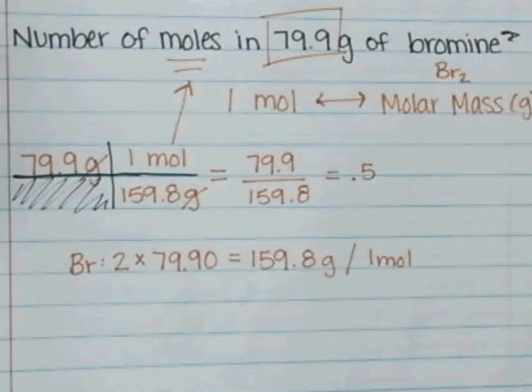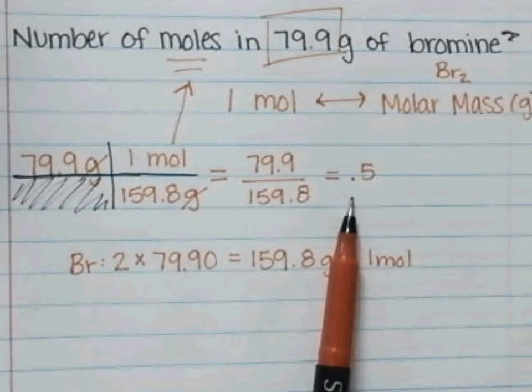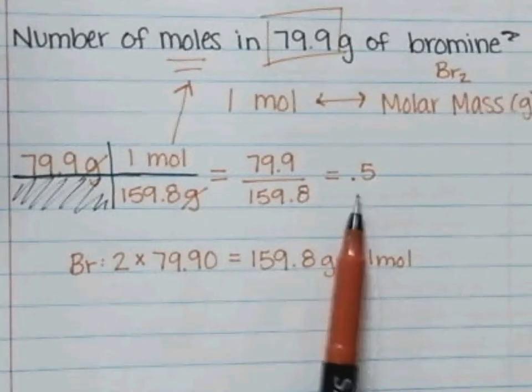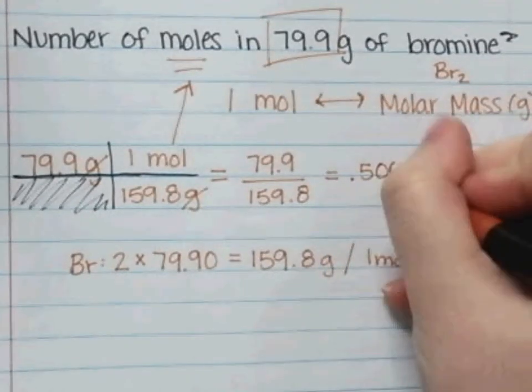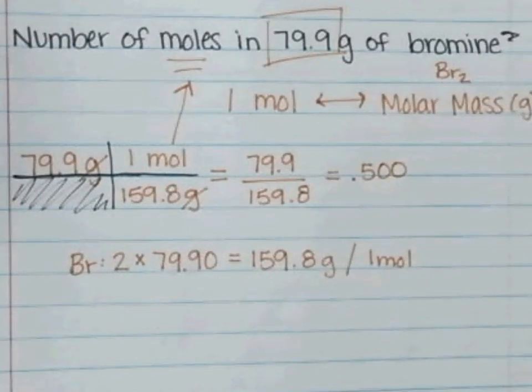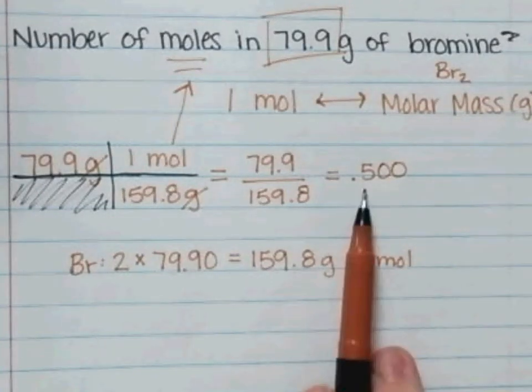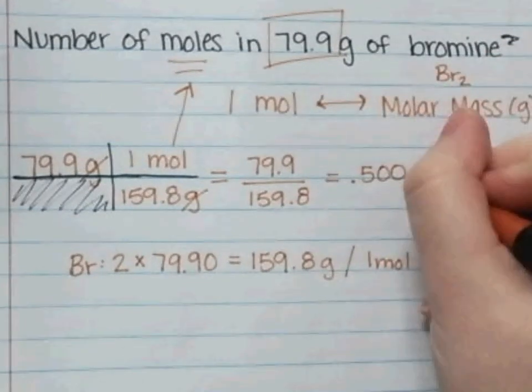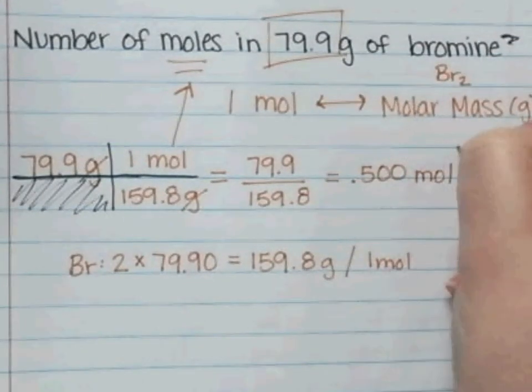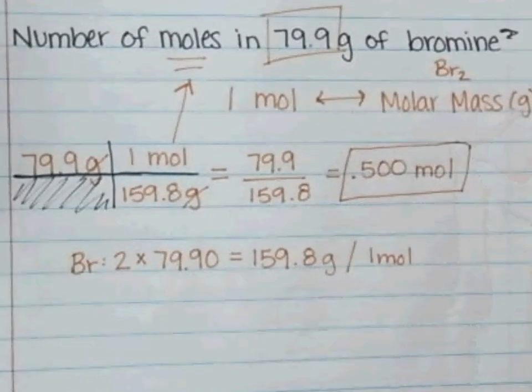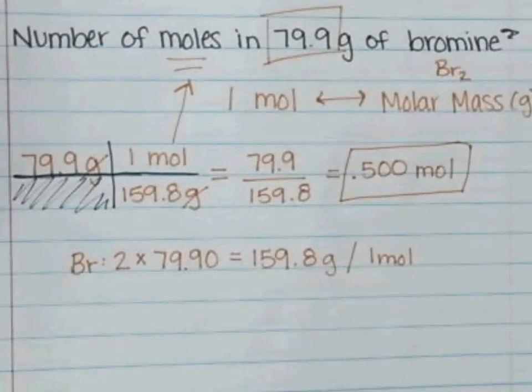And I can go ahead and do the math to solve it. So in order to solve these problems with dimensional analysis, think of them like fractions. You're going to multiply across the top, multiply across the bottom, and then divide at the end. So if I have 79.9 times 1, it's just going to be 79.9 over 159.8. Plug that into your calculator, and you will find that your answer should be 0.5, right?